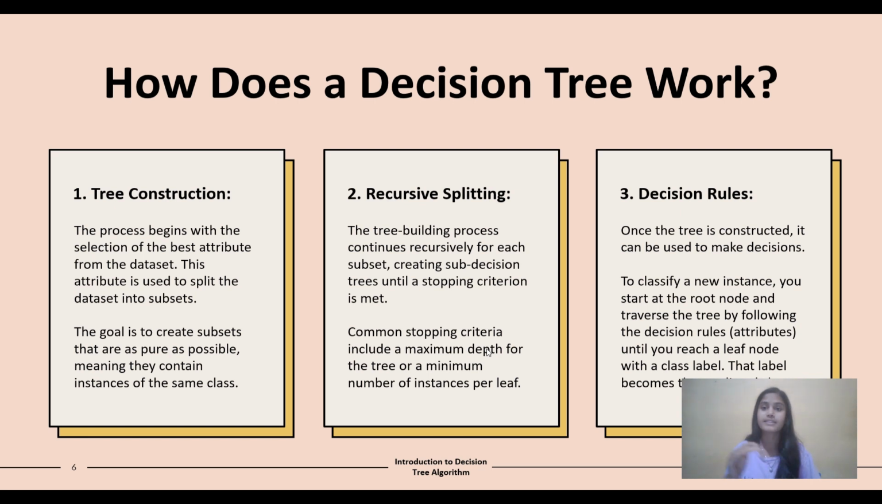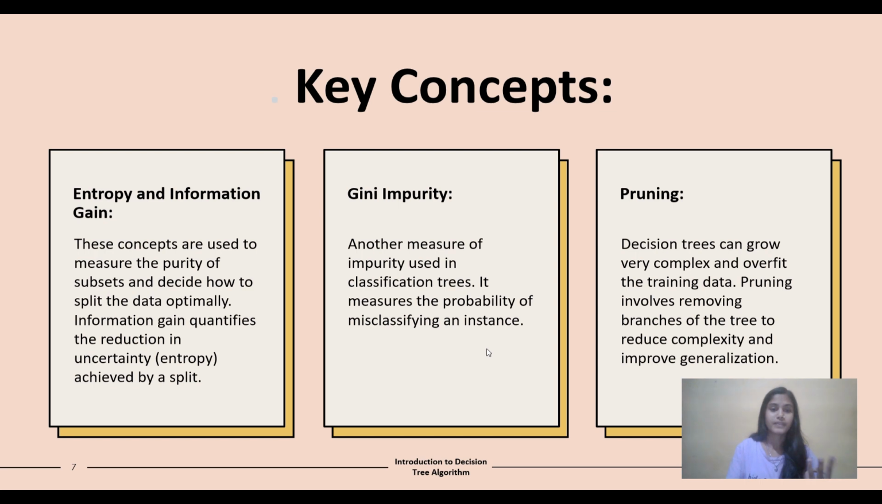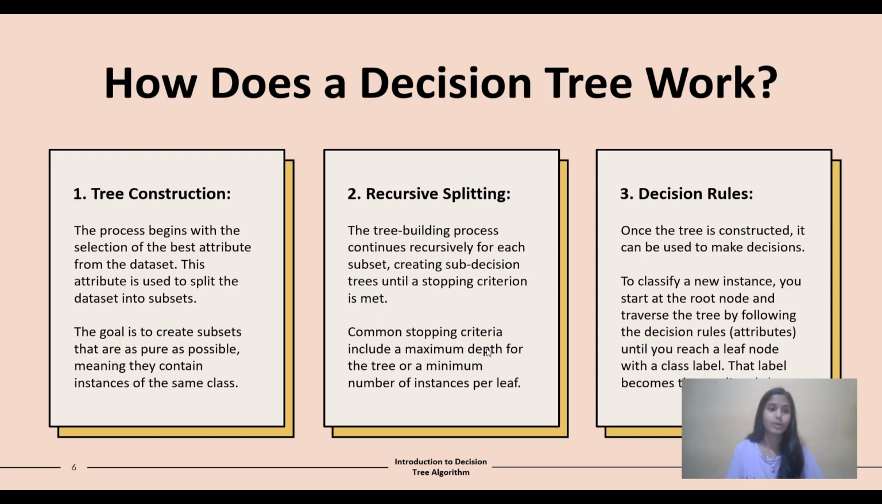Here, how does a decision tree work? First is construction of the tree. Second is recursive splitting. That means we are testing the nodes, right? After that we are getting some results, and after that again we are testing, and again we are getting some results. In the last we are getting leaf nodes, right? Then we have decision rules, and also here we have some key notes. I will explain them later. First let me explain this one. The process begins with the selection of the best attribute from the data set.